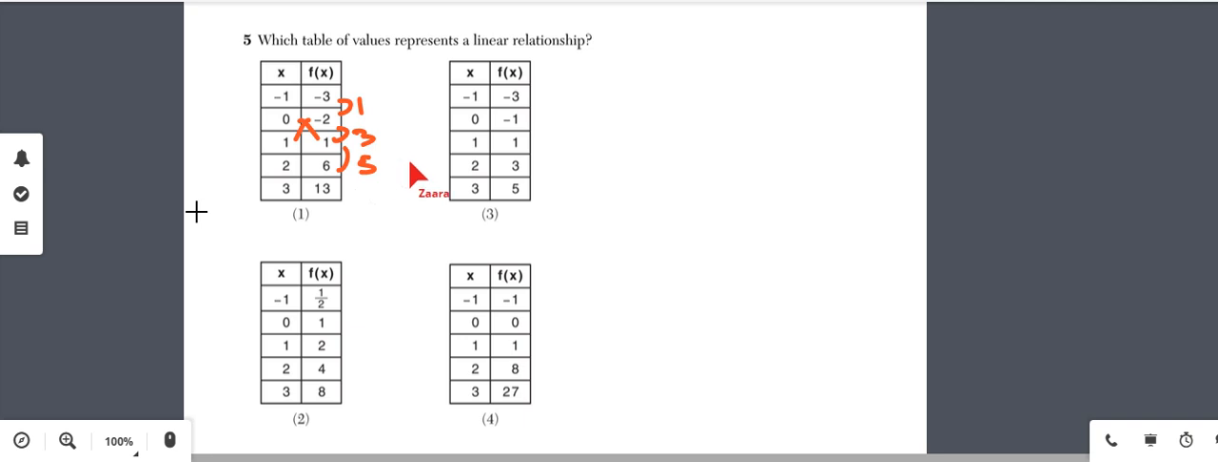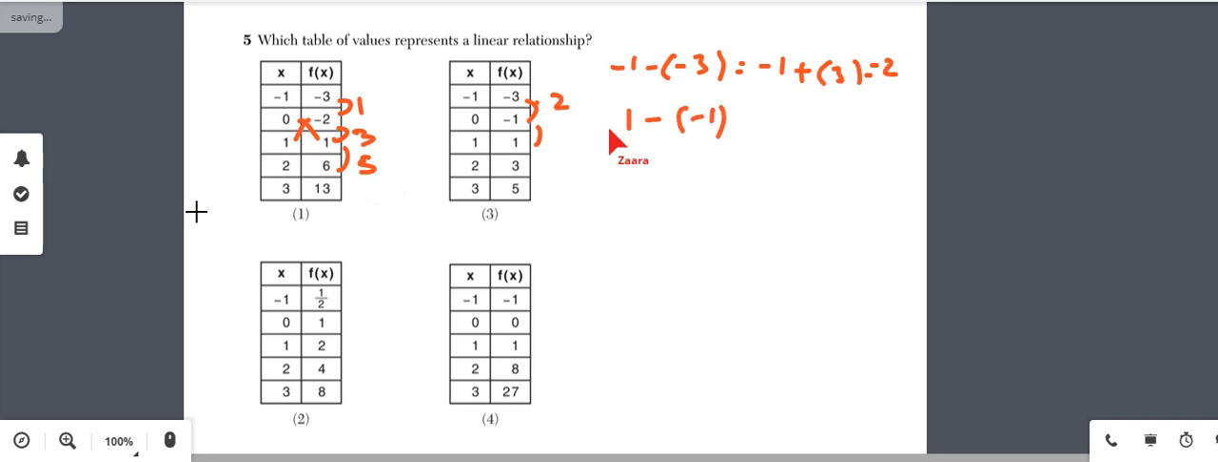Let's check this one. Negative 1 minus negative 3 is negative 1 plus 3, which is equal to 2. 1 minus negative 1 is again 1 plus 1, which is 2. 3 minus 1 is 2, and 5 minus 3 is also 2. So you can see there is a constant rate of change, so this is the correct answer.